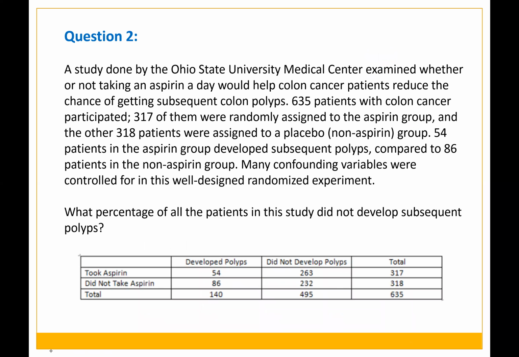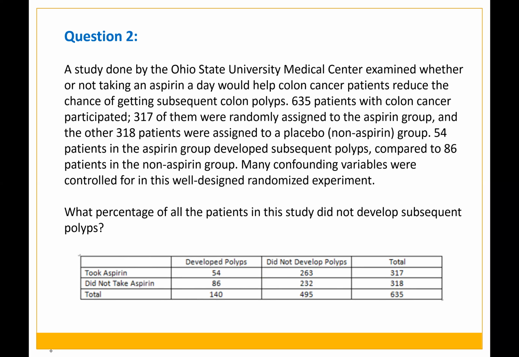And we have question 2. A study done by the Ohio State University Medical Center examined whether taking an aspirin a day would help colon cancer patients reduce the chance of getting subsequent colon polyps. 635 patients with colon cancer participated. 317 of them were randomly assigned to the aspirin group, and the other 318 patients were assigned to a placebo, non-aspirin group. 54 patients in the aspirin group developed subsequent polyps, compared to 86 patients in the non-aspirin group. Many confounding variables were controlled for in this well-designed randomized experiment. What percentage of all the patients in this study did not develop subsequent polyps?